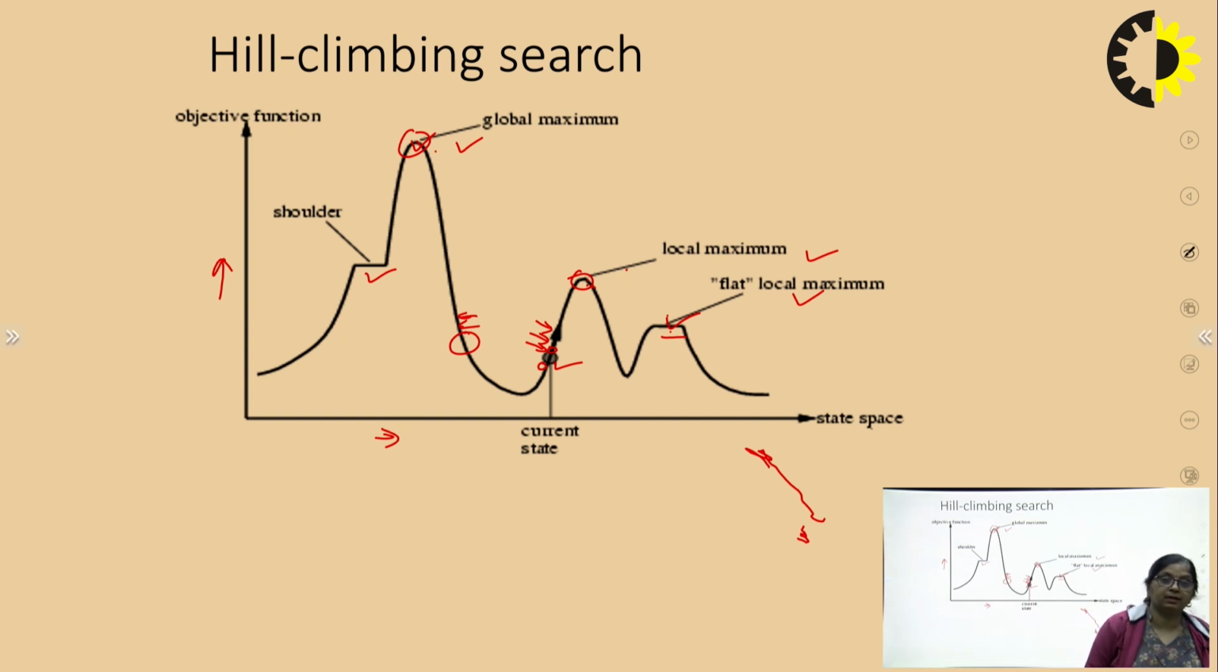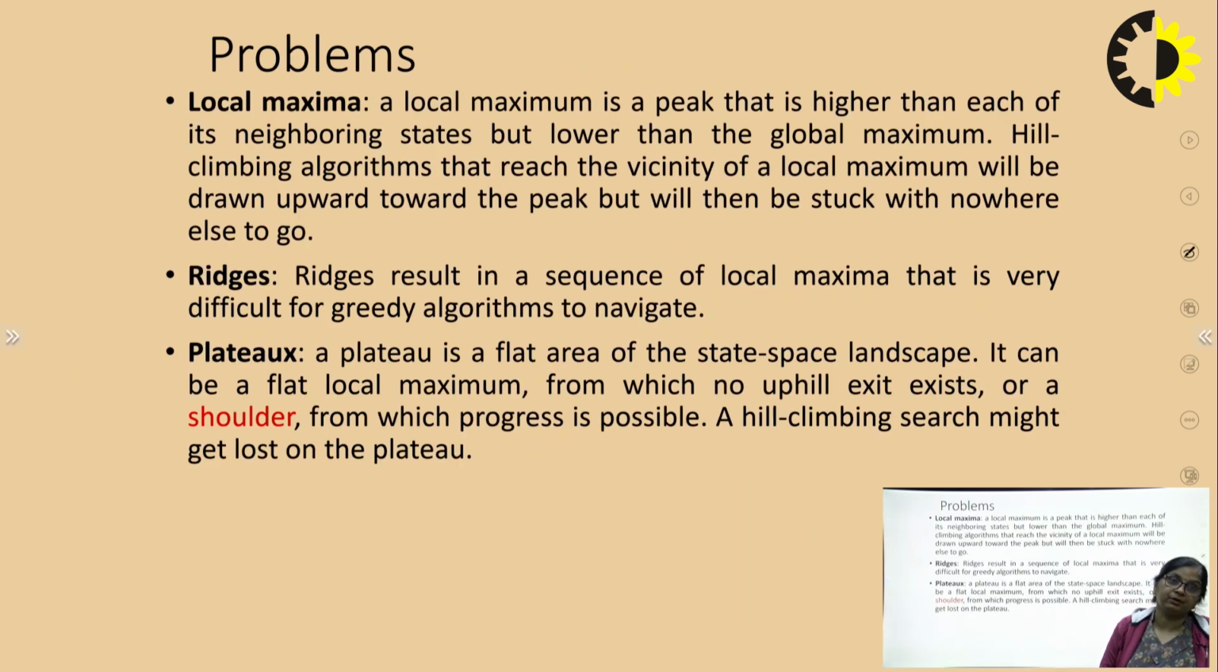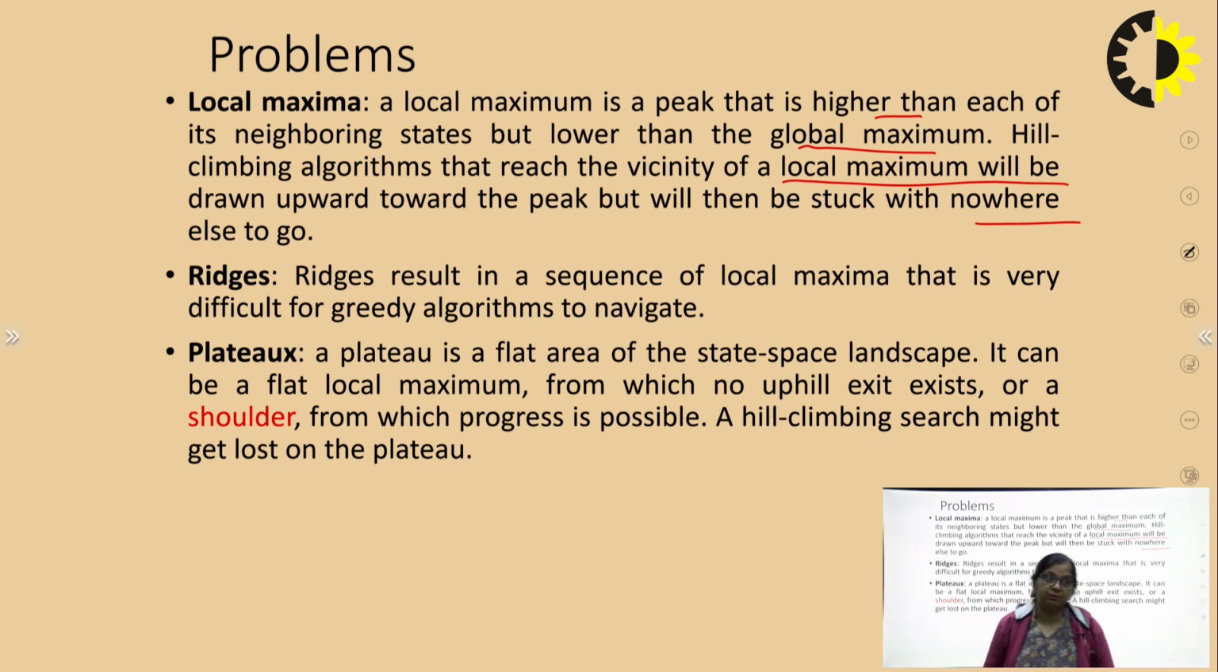So the question arises that it could be the case that we are not able to reach the global maxima. Our problem is of local maxima. A local maxima is a peak that is higher than each of its neighboring states, but lower than the global maxima. The hill climbing algorithm reaches the vicinity of a local maxima, will be drawn upward toward the peak, but it will get stuck with nowhere else to go. It means it will reach the local maxima and it will not be able to reach the global one. That is one of the major problems with hill climbing search.